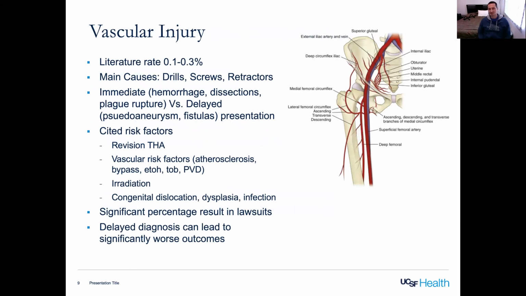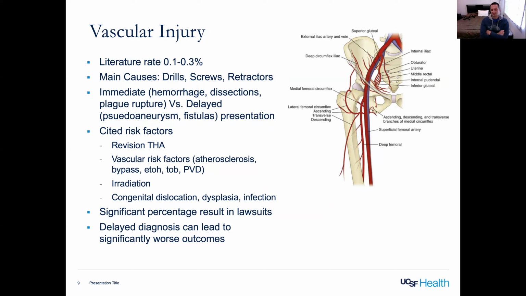So in terms of vascular injury, this is an exceedingly rare complication in the literature, with a rate of 0.1 to 0.3%. However, despite its rarity, it can be an absolutely devastating complication. So I think it's really important to keep in the back of your minds all the time. If you look at how many major blood vessels are hanging out relatively close to the hip joint and the inner side of the pelvis, this terrifies me on a daily basis, and I think it should give everyone just cause for concern.